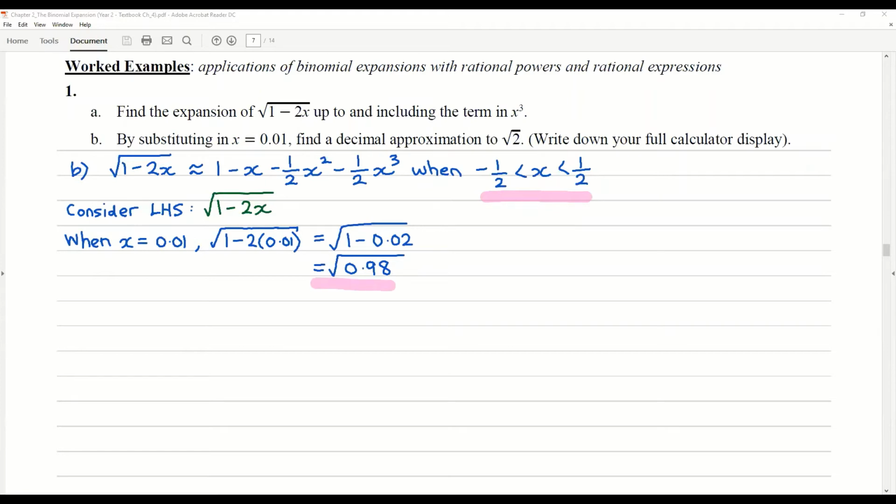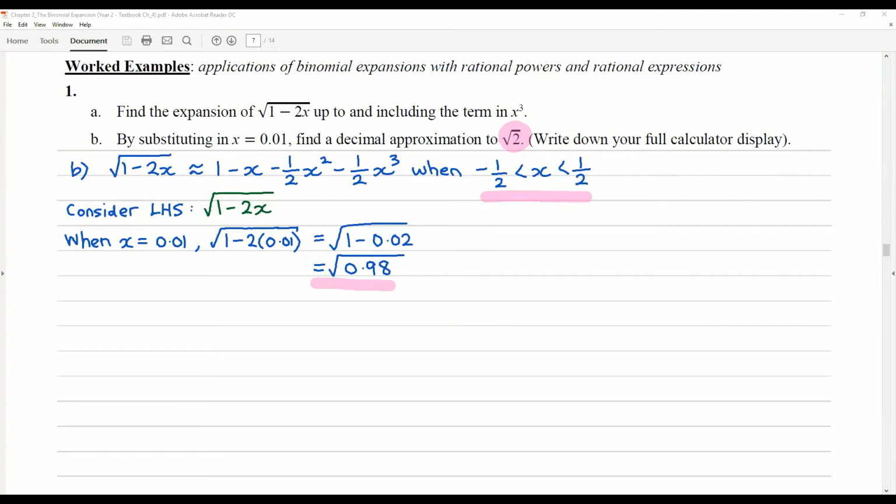And my aim is to approximate root 2. Well, 0.98 looks nothing like root 2. So we need to think, how can we simplify this? We need to somehow create a root 2 from this surd here. Well, we can do this, and we saw a little demonstration in the starter, in the warm-up on how to do this. The first thing to do is to consider 0.98 as a fraction. So you might want to make a note of this.